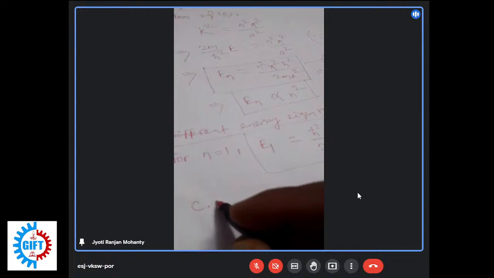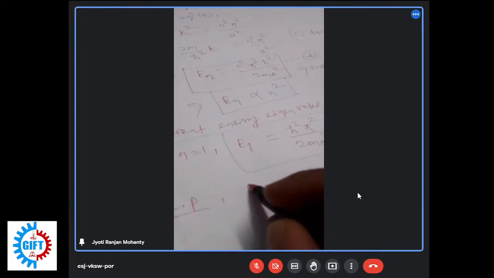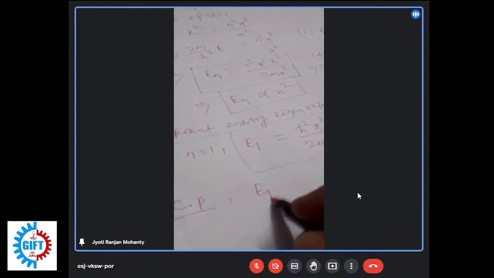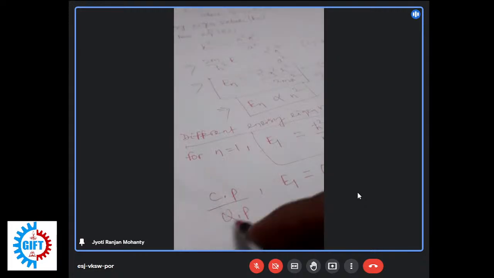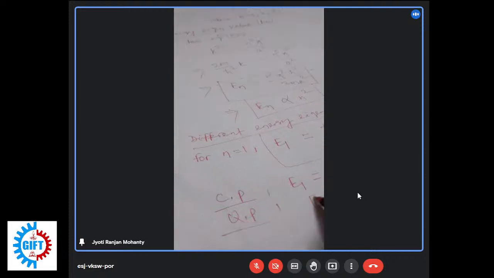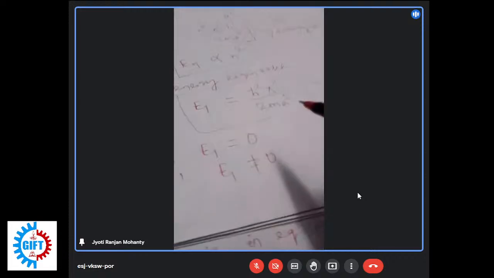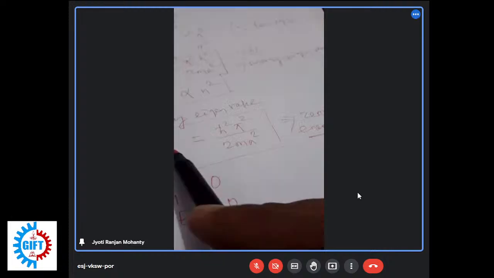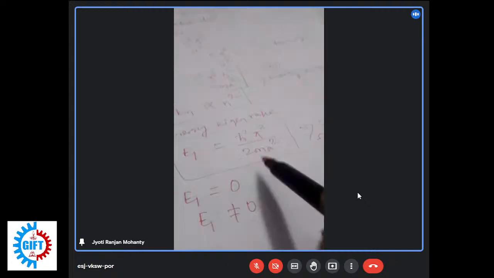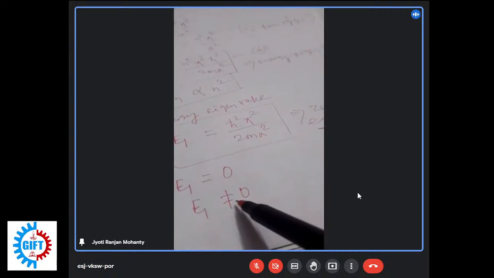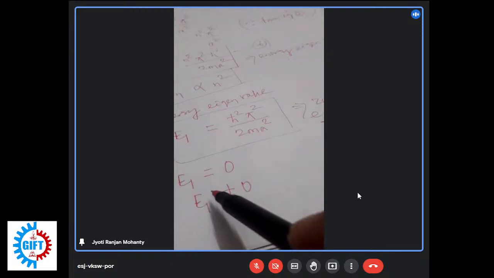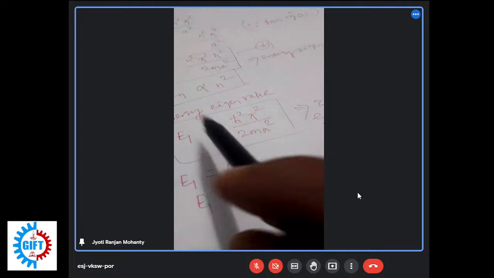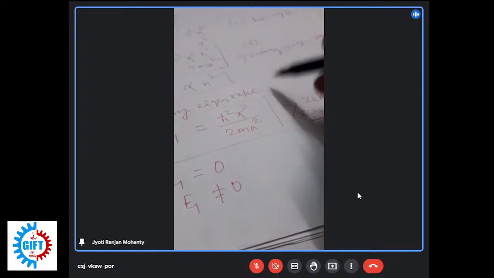Your classical physics said that E1, the zero point energy, is equal to 0. But quantum physics said that it is not equal to 0. Is this expression equal to 0? No. h cross square pi square by 2m a square is not equal to 0. So there is a contradiction between classical physics and quantum physics. We have taken E1 equal to this, equation number 7.